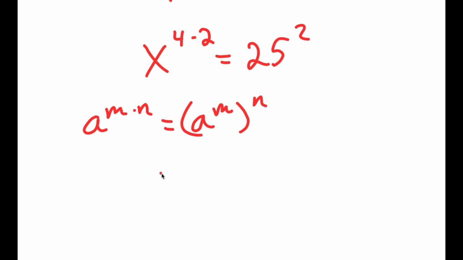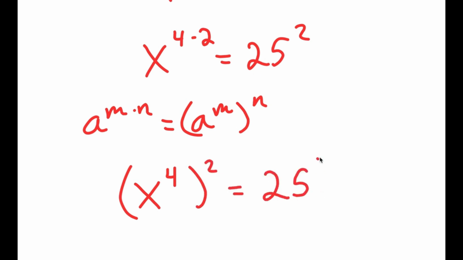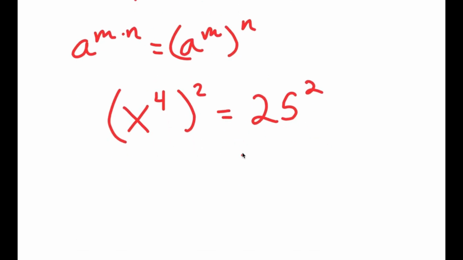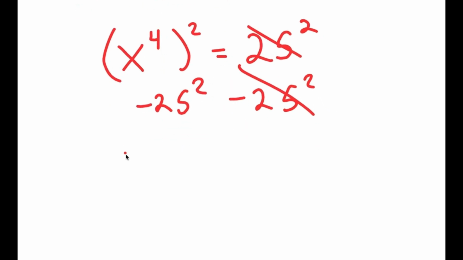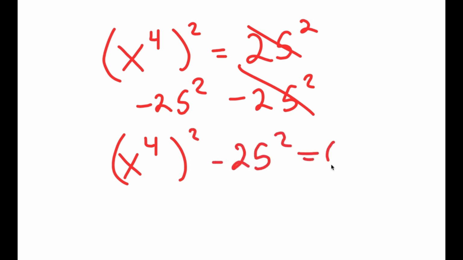So x to the power of 4 times 2 is equal to x to the power of 4 to the power of 2, and this is equal to 25 squared. Now I'm going to subtract 25 squared on both sides. So these two cancel out, and I get x to the power of 4 to the power of 2 minus 25 to the power of 2 is equal to 0.